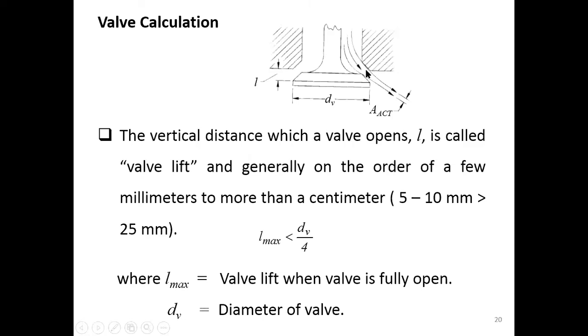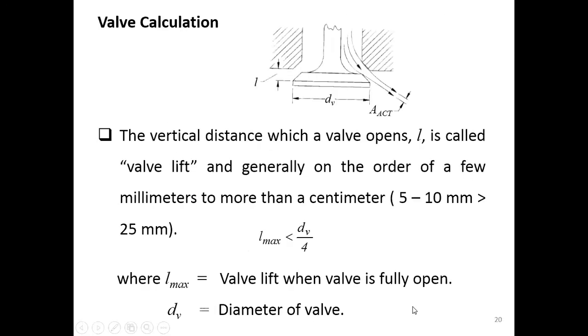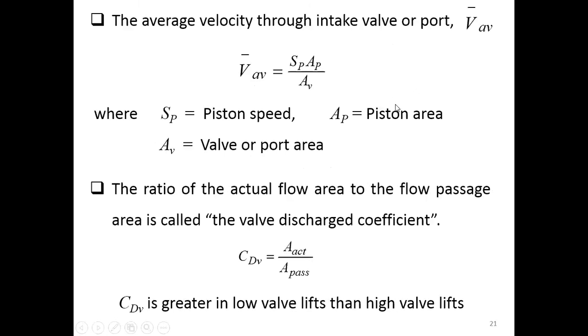This is the physical one. We have this much, but the actual is like this. The physical one we call the flow passage area here. The ratio between these two we call the valve discharge coefficient, where CDV is greater at low valve lift than at high valve lift. That means for lower valve lift, these two areas are approximately or nearly the same. If this valve lift is small, these two areas are nearly the same, so our CDV is greater in that case. Okay.